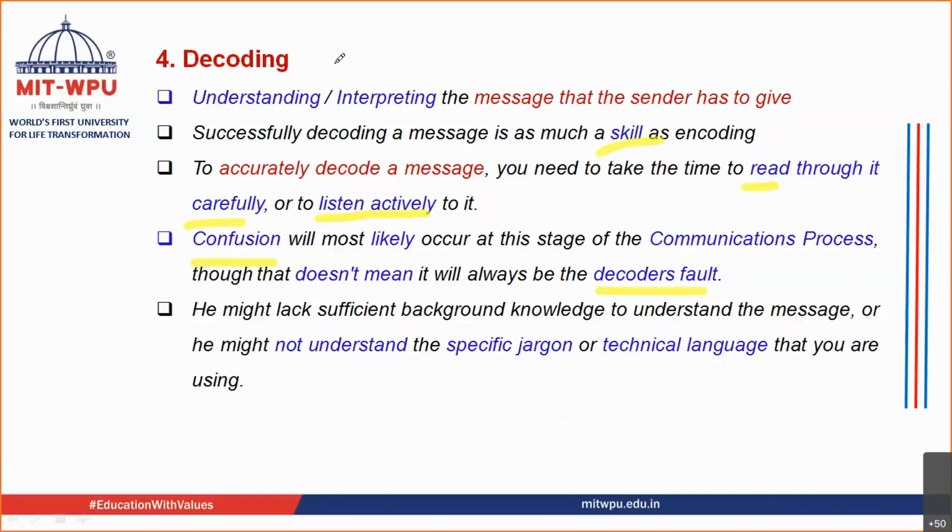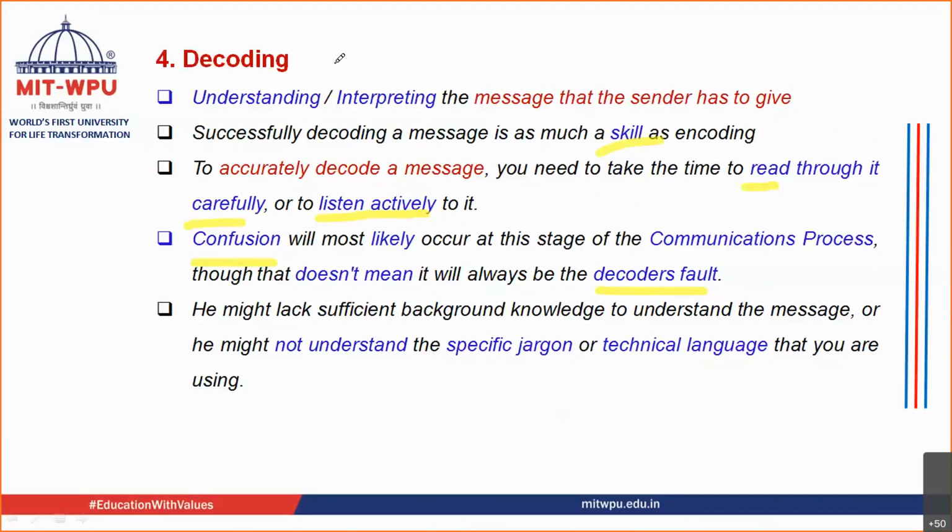And what do you find? The first message is totally different from what the last person's message is. Why is this happening? Because of miscommunication. Why is this miscommunication happening? This miscommunication is happening because of the encoding and decoding of the message.